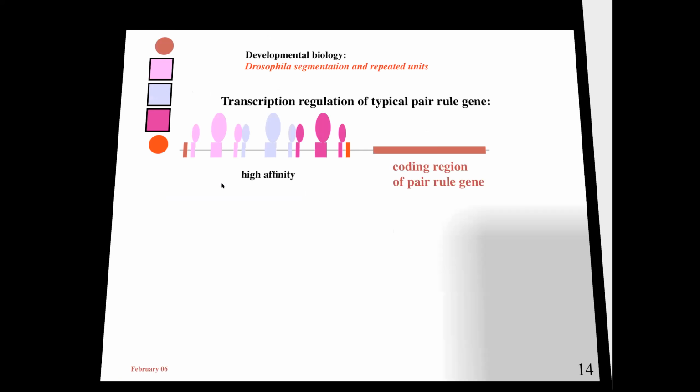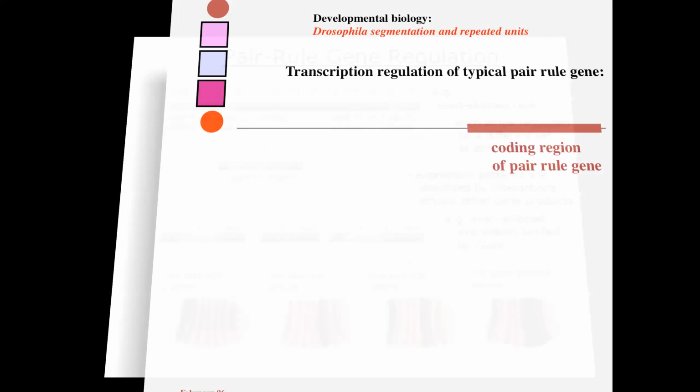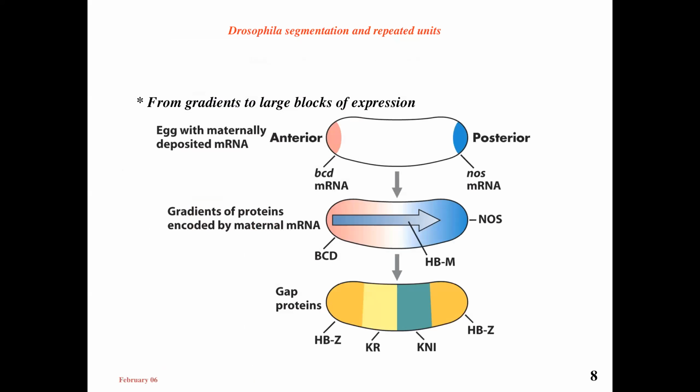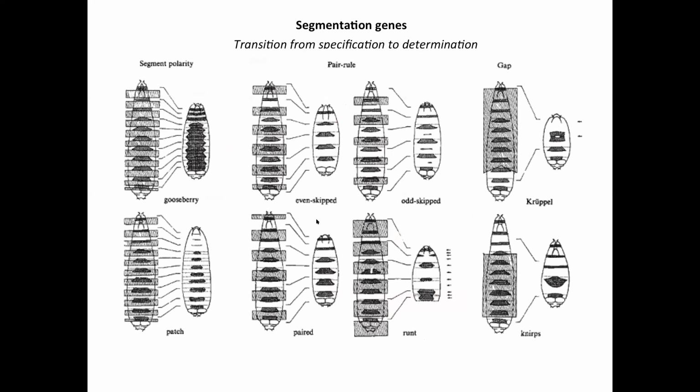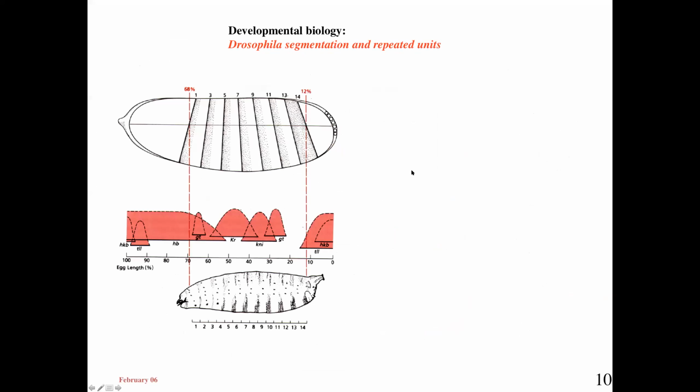Now going back to what paired looks like, I think wherever that picture was. So this is a paired mutant where each of these segments was missing. Not just that these segments were missing, the expression of some of the segment polarity genes like wingless was also missing.